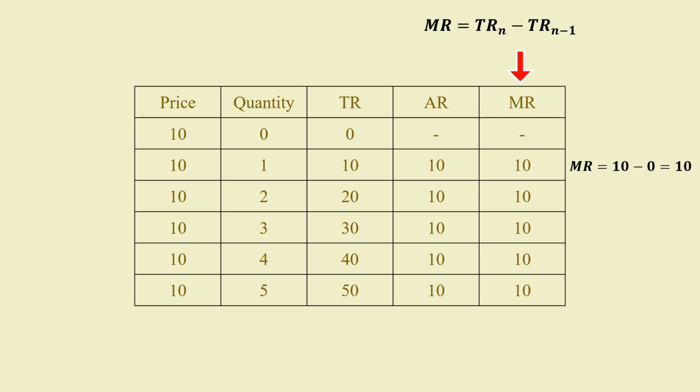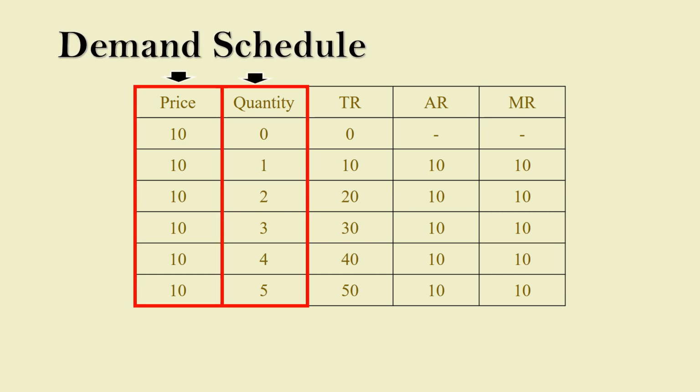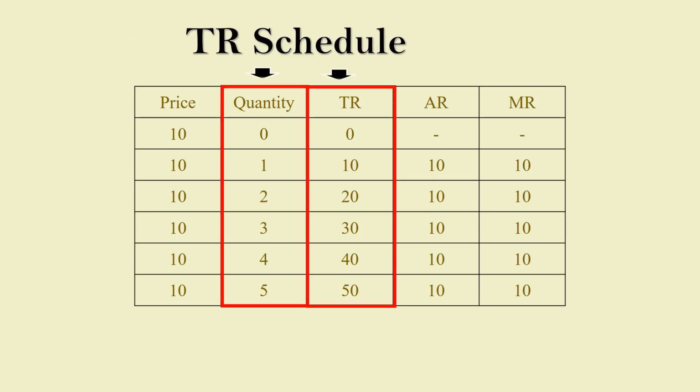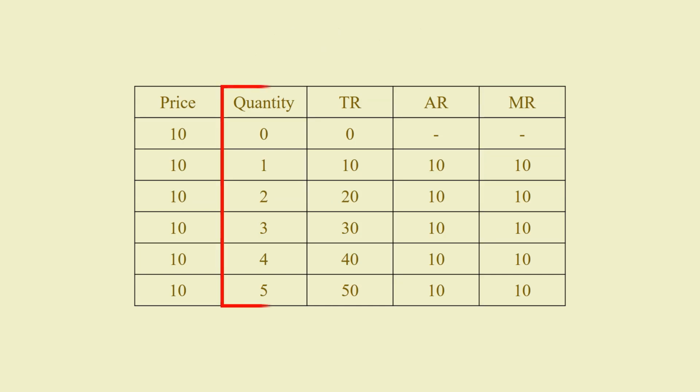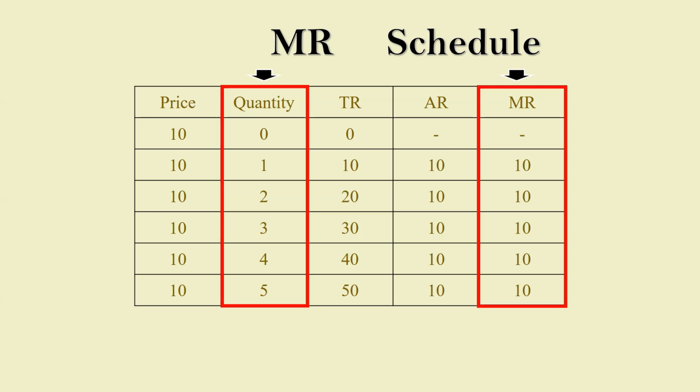We have everything we need. Now, analyze the table. It is a comprehensive table. It contains 4 schedules. Price and quantity columns, you know, is demand schedule. Total revenue and quantity columns constitute total revenue schedule. Average revenue and quantity columns form average revenue schedule. Marginal revenue and quantity columns give marginal revenue schedule.